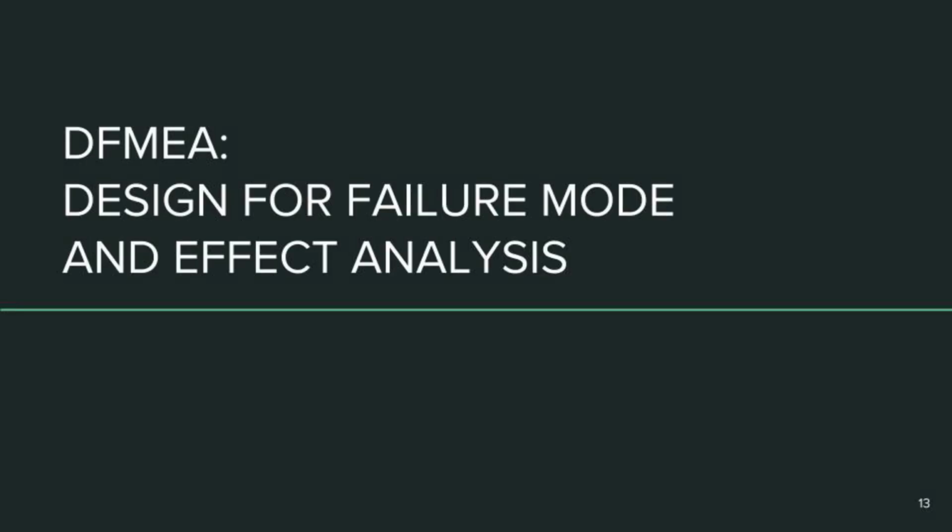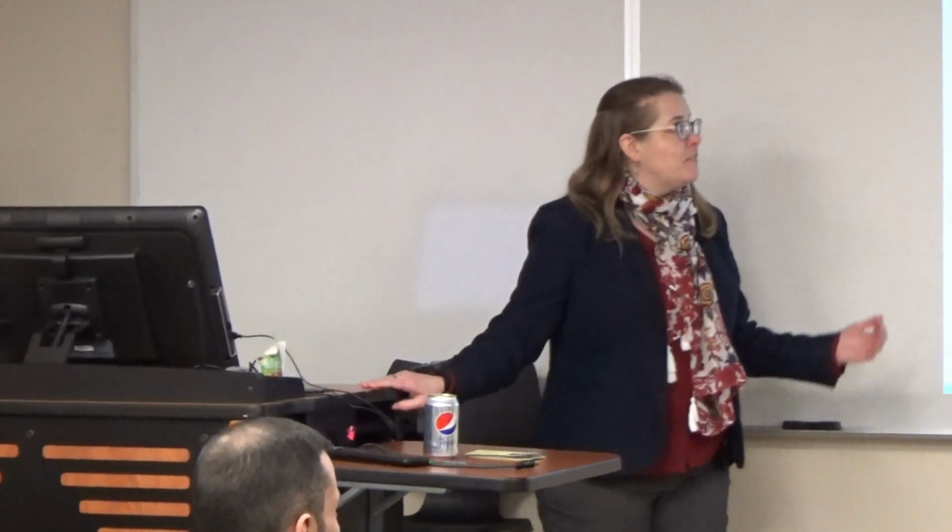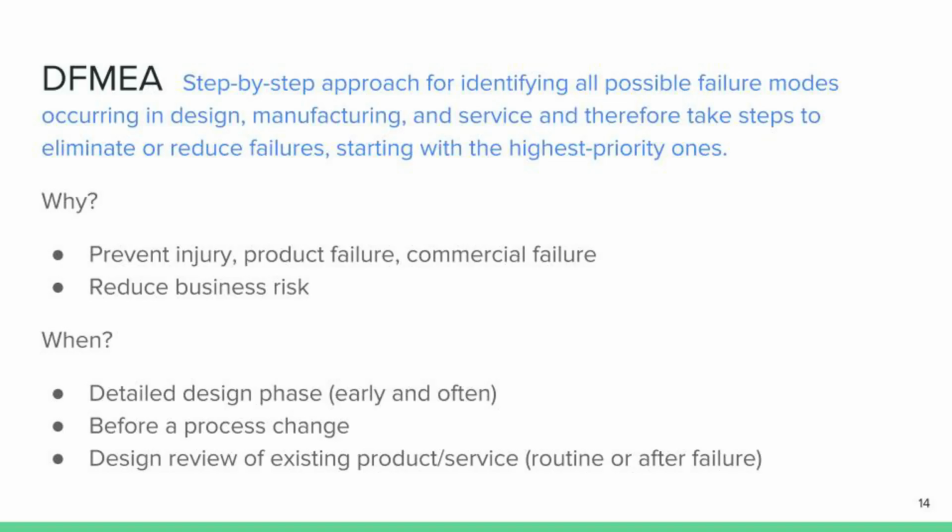One of the ways we look at this is through DFMEA, or Design for Failure Mode and Effect Analysis. There's going to be lots of letters going on today. DFMEA is a step-by-step approach that we use to analyze all the possible ways that our product can fail. And you have to think outside the box, because there's a lot of ways things can fail that you might not think about. The reason we do this, the number one is we want to prevent injury. We don't want our product to hurt anyone or kill anyone, you know?